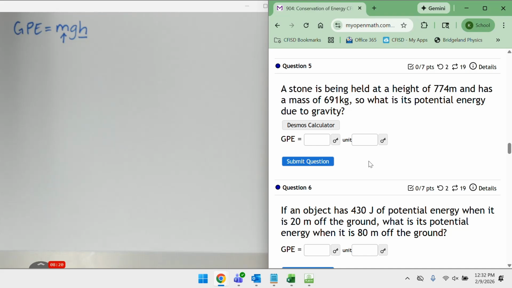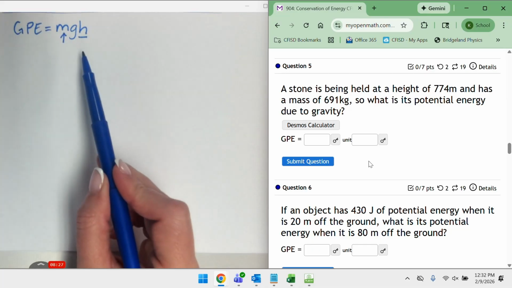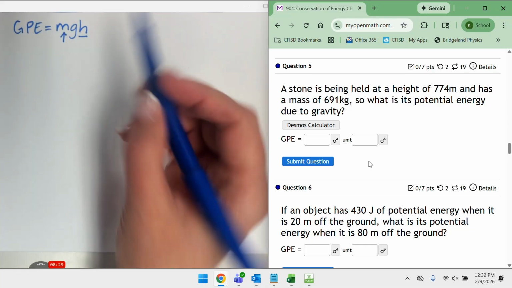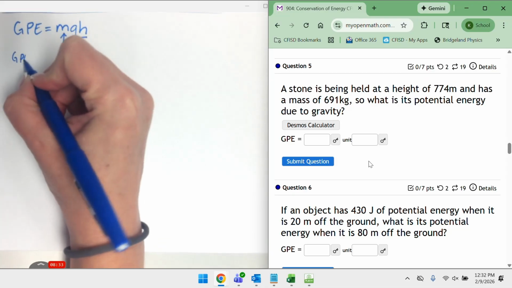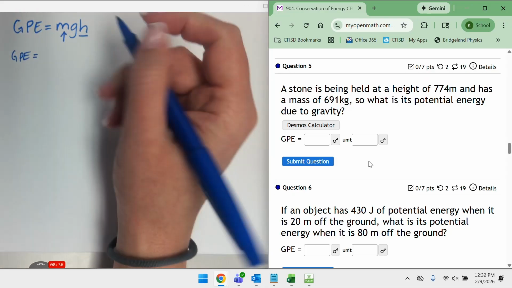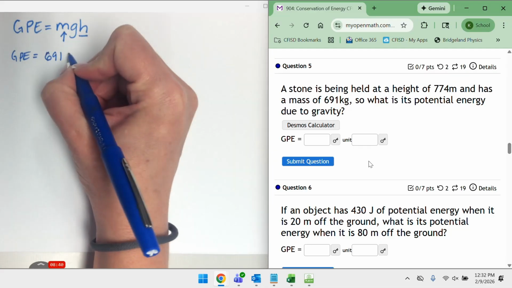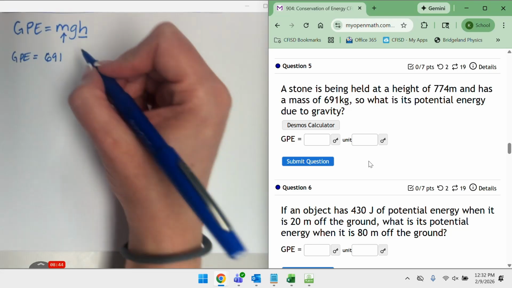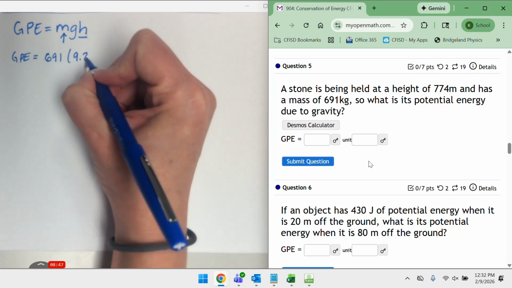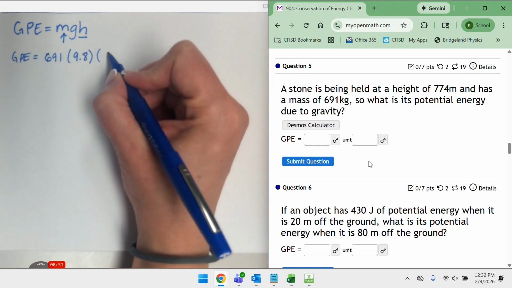Question 5. A stone is being held at a height of 774 meters and has a mass of 691 kilograms. What is its potential energy due to gravity? Again, we're going to use this formula that we just wrote out a second ago. And this time they've given us a height and a mass. So we're just going to substitute in: GPE equals the mass it gives us, 691. It does need to be in kilograms. It is, so we don't need to do anything with that. Gravity on Earth is 9.8. And then the height that it's being held is 774 meters.